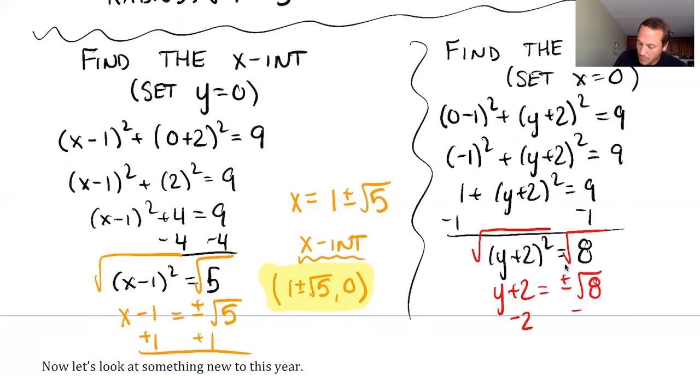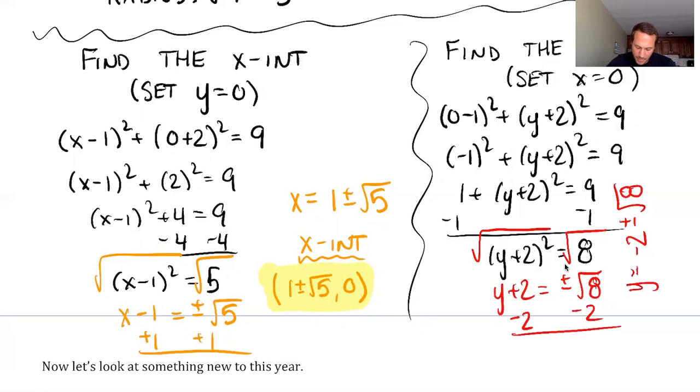Let's move this 2 over. And I get that y is equal to negative 2 plus or minus radical 8. I know that radical 8 simplifies. I'm not going to waste the time to do that right now. You can do that by yourselves.